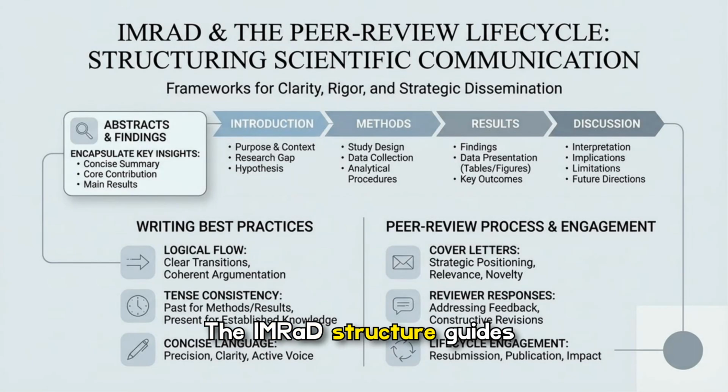The IMRAD structure guides clear scientific communication by encapsulating key insights in abstracts, setting up purpose and hypotheses in introductions, detailing methods and data collection, presenting results transparently, and closing with thoughtful discussion of implications and limits. Writing best practices, such as logical flow, tense consistency, and concise active language support peer review, constructive revisions, and effective dissemination across the research lifecycle.